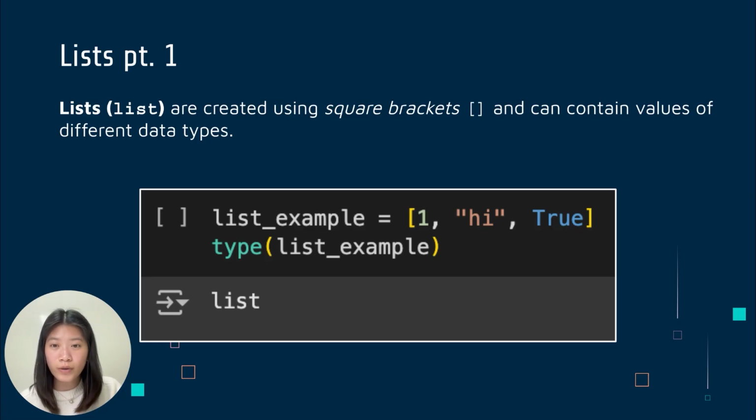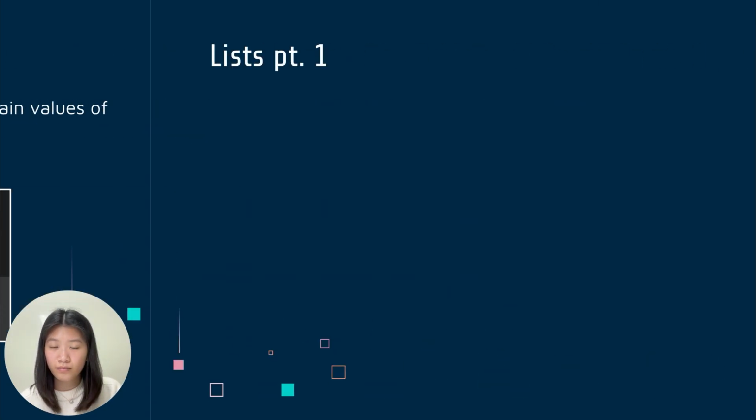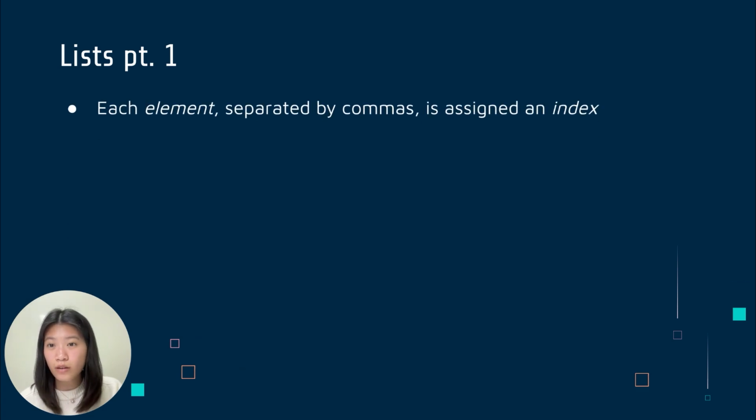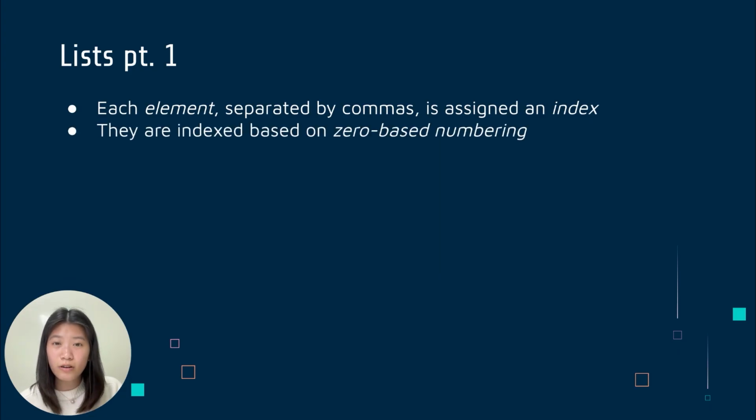Our first element is going to be the integer 1. Our second element is going to be the string hi, and our third element is going to be the Boolean true. So when we check the type of list_example, we see that it returns a type of list. And something to note about lists is each element, which is separated by commas, is going to be assigned an index. And they're indexed based on 0-based numbering.